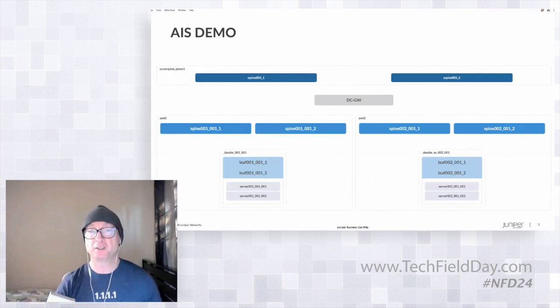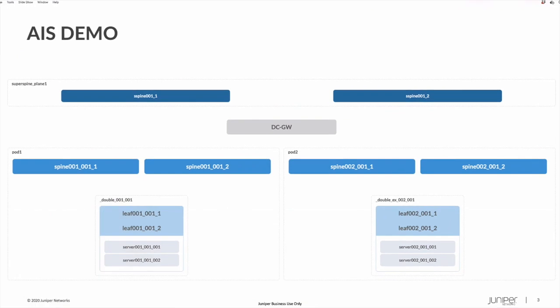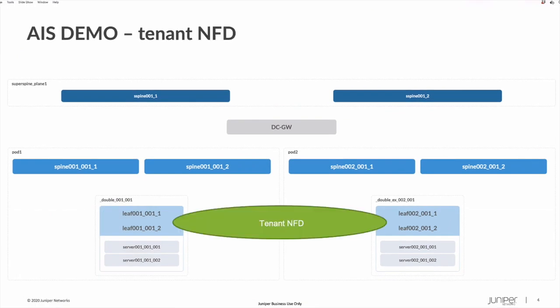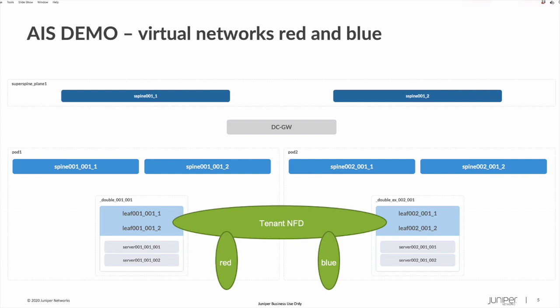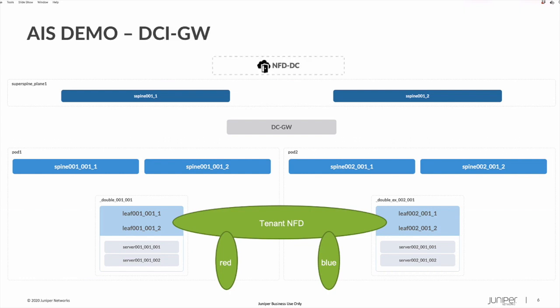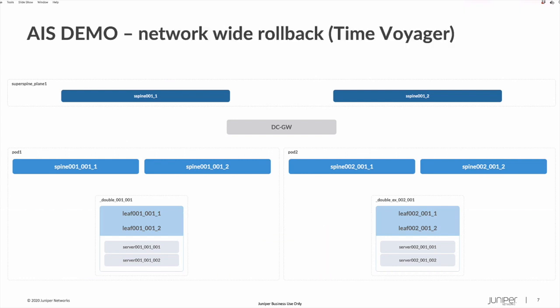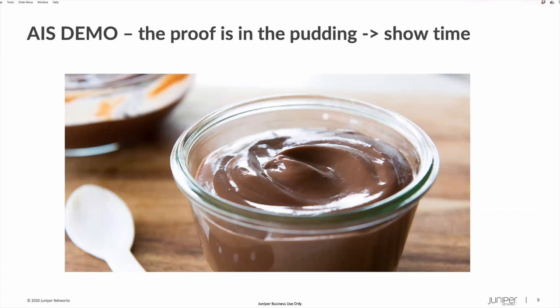To visualize what I just explained, you're going to see an empty network that just has connections among the switches and has underlay configured. We are going to create a tenant. We are going to connect a virtual network to it. We are going to provide connectivity to a remote data center and roll back. And as we say, the proof is in the pudding, so let's go to the demo.